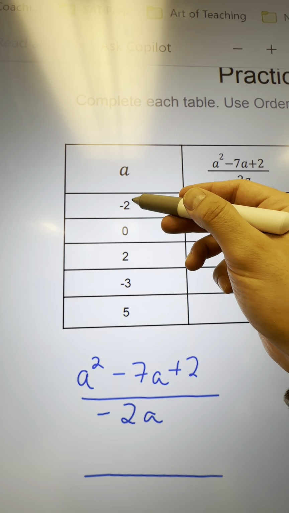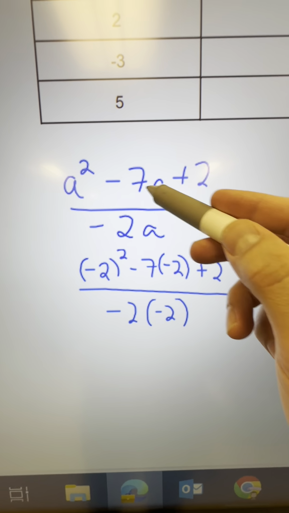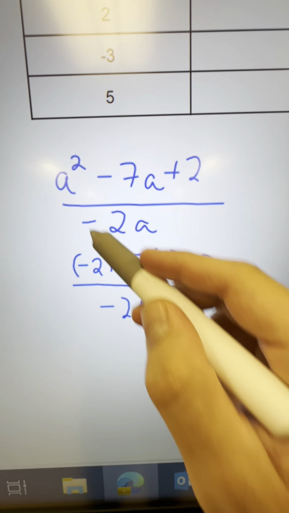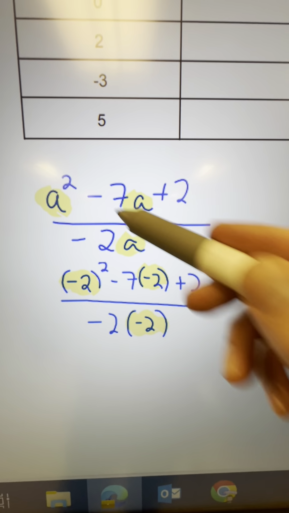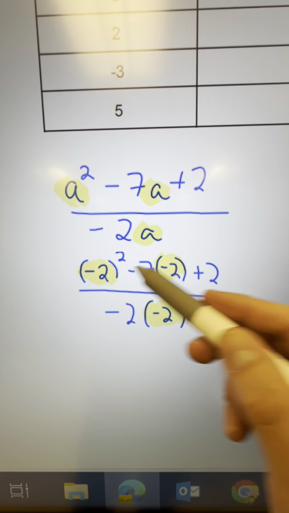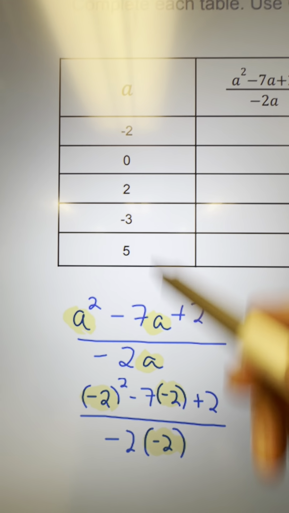You're going to go to your table, and you're going to substitute the first number in the table, which is -2. And you can see here, everywhere there is an A, I replace the A with a -2. So that's your first step, is to substitute your numbers. You can see here we had 3 A's, and I substituted those 3 A's with -2. And again, this number comes from the table.